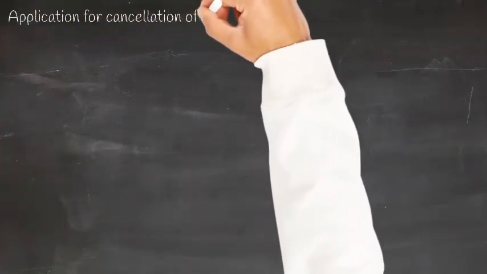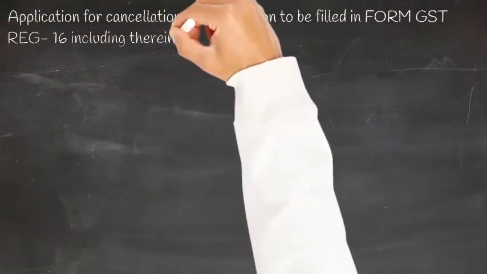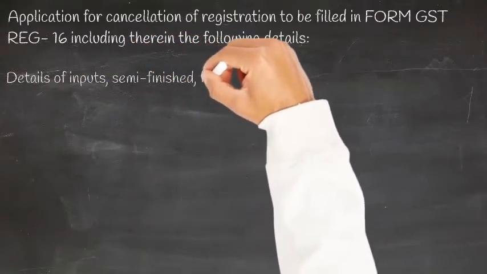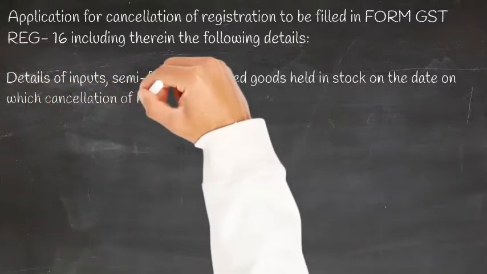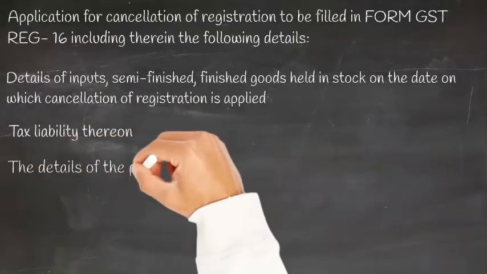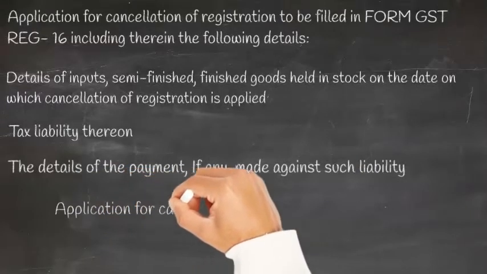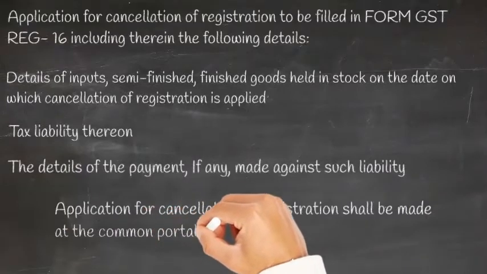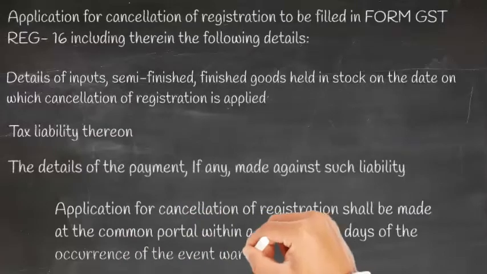Application for cancellation of registration is to be filed in form GST Reg 16, including therein the following details. Details of inputs, semi-finished and finished goods held in stock on the date on which cancellation of registration is applied. The tax liability thereon. The details of the payment, if any, made against such tax liability. The application shall be made at the common portal within a period of 30 days of the occurrence of the event warranting the cancellation.